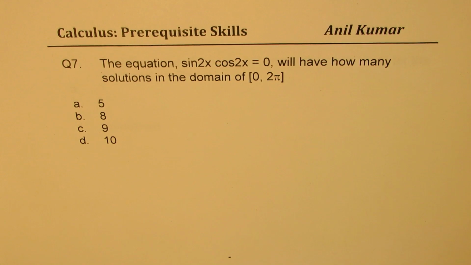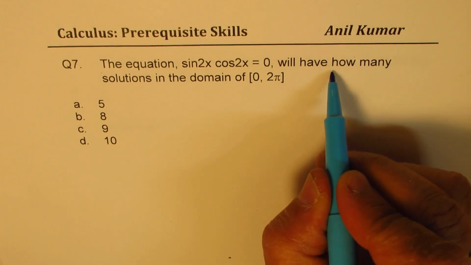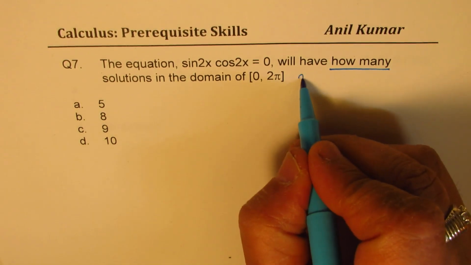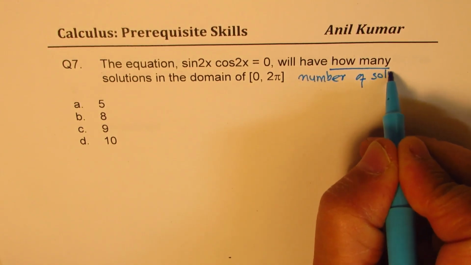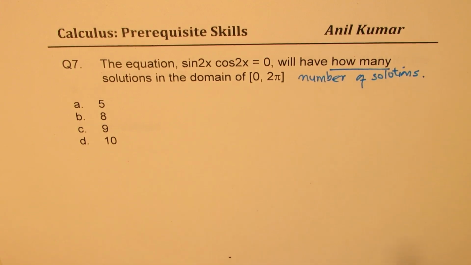Perfect. Question number 7. The equation sine 2x cos 2x equals 0 will have how many solutions in the domain 0 to 2 pi? 4 choices are given to you. Now this is again something you could solve using graphing. We don't really want you to find the solutions. We are interested in finding the number of solutions, right? So when we say how many, we are just finding the number of solutions, right?